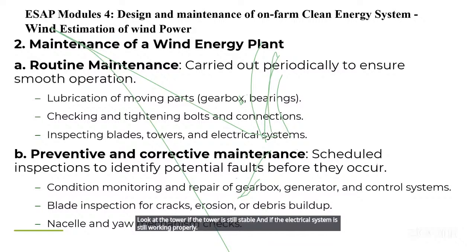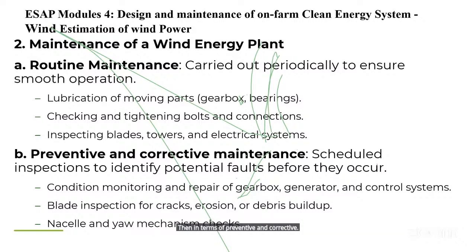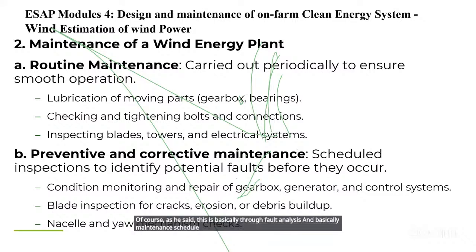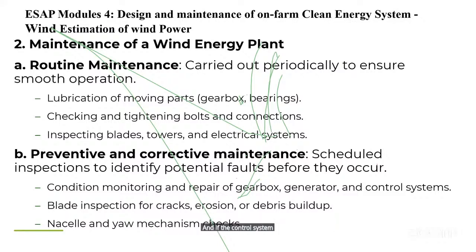Then in terms of preventive and corrective maintenance. Of course, as he said, this is basically through fault analysis and maintenance schedule and monitoring the conditions of the different parts. We need to look at if the gearbox is still okay, if the generator is still working properly, and if the control system is also working properly.